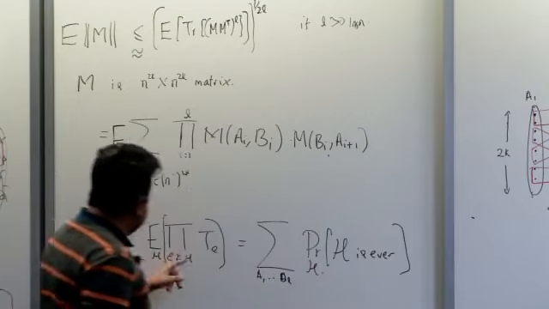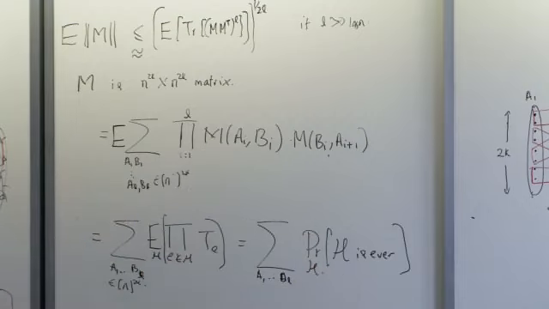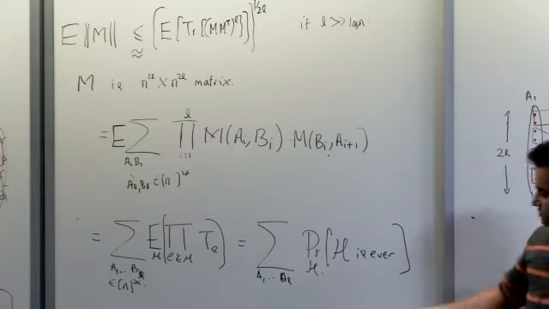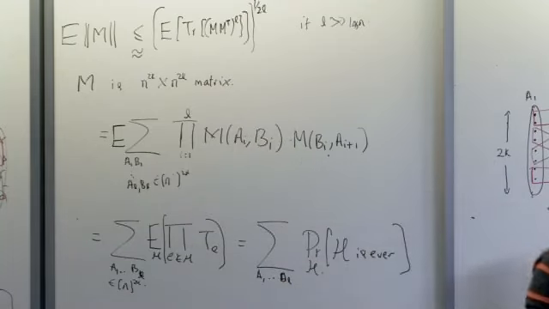So the key is that since each entry of the tensor is a random plus or minus 1, when you take expectation, it only survives if every edge appears an even number of times. So the only terms that survive here are those in which the hyperedges appear an even number of times, and therefore this summation simplifies to the following calculation.